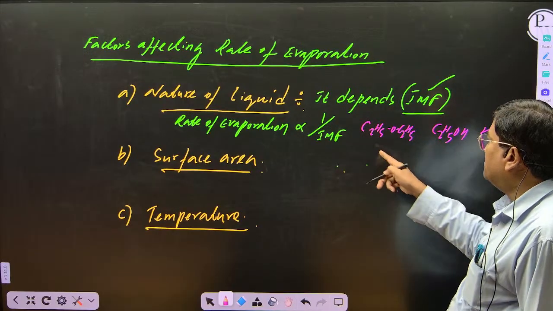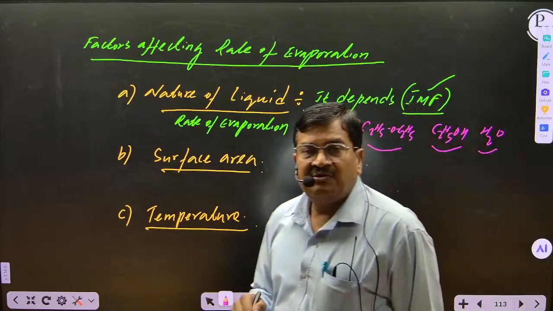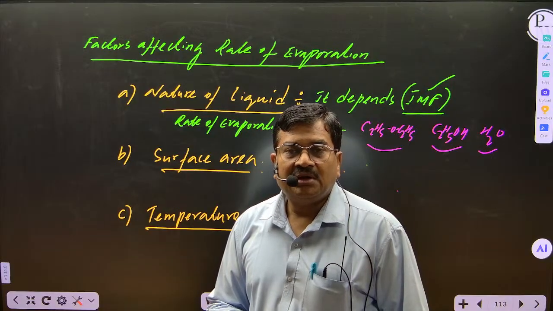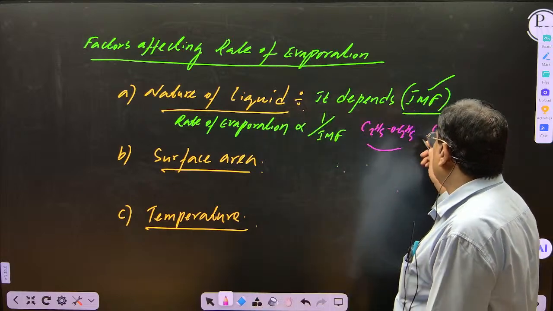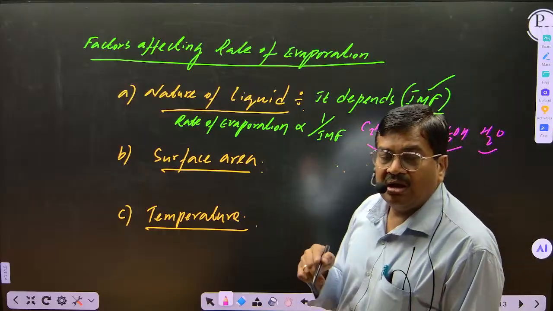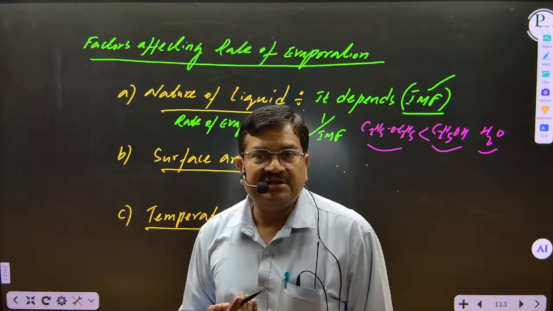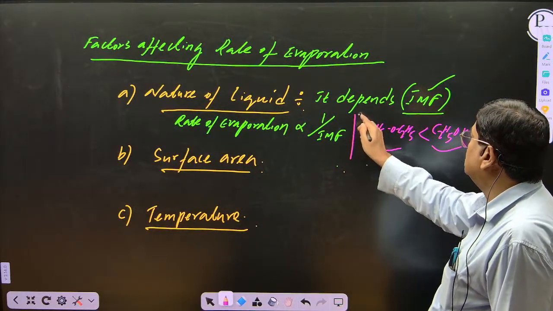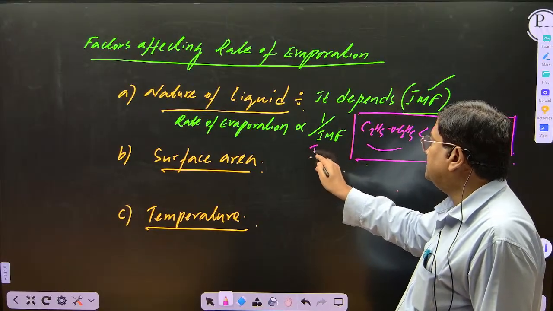Now see, when you compare these three, diethyl ether will have the least intermolecular forces because there is no existence of H bonding. Do you know what H bonding is? In 11th class you studied chemical bonding. So the intermolecular forces for diethyl ether will be less. Next, when you compare alcohol and water, water will have more intermolecular forces than alcohol. So this is the order of IMF I wrote.